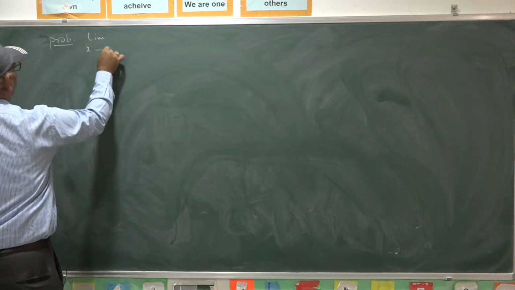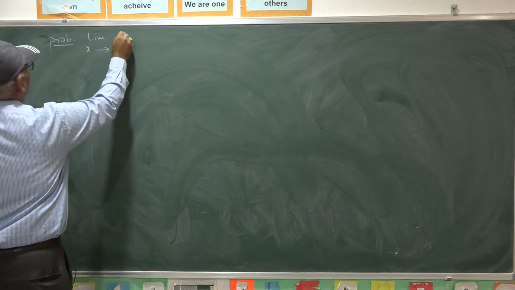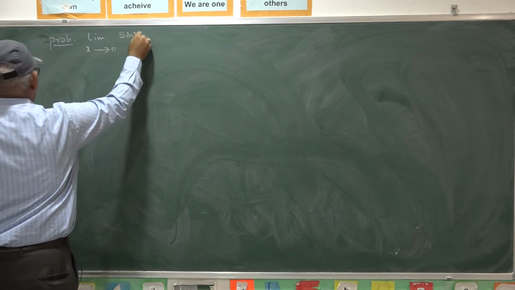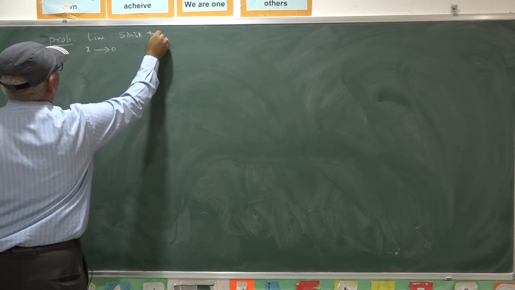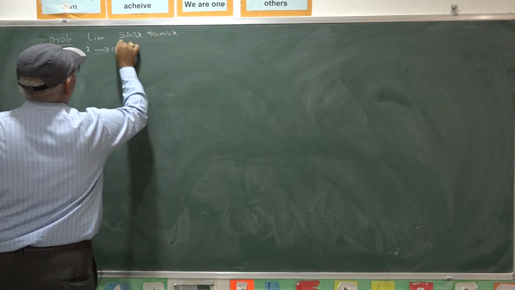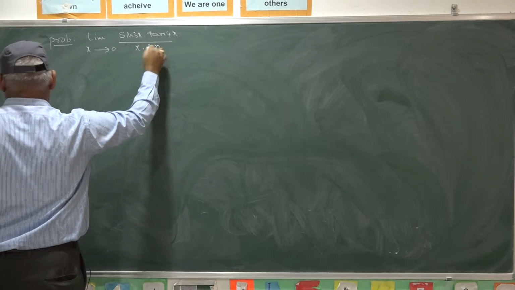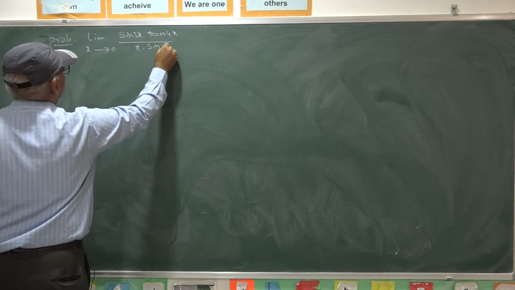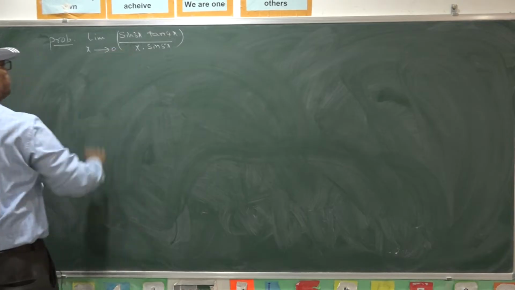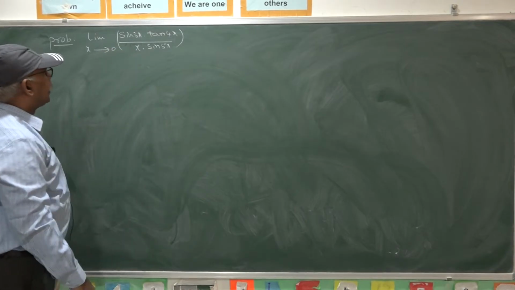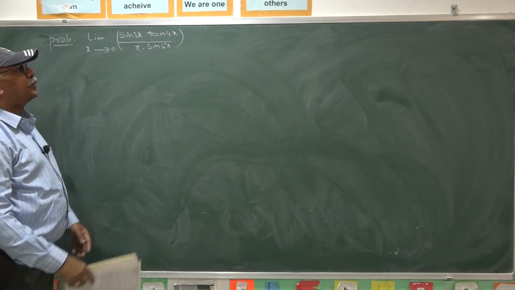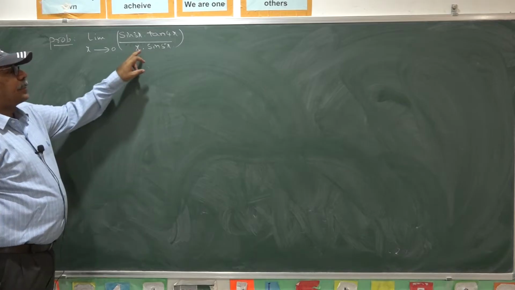Limit x goes to 0, sin 3x into tan 4x by x into sin 5x. Evaluate the limit as x goes to 0, sin 3x into tan 4x by x sin 5x.